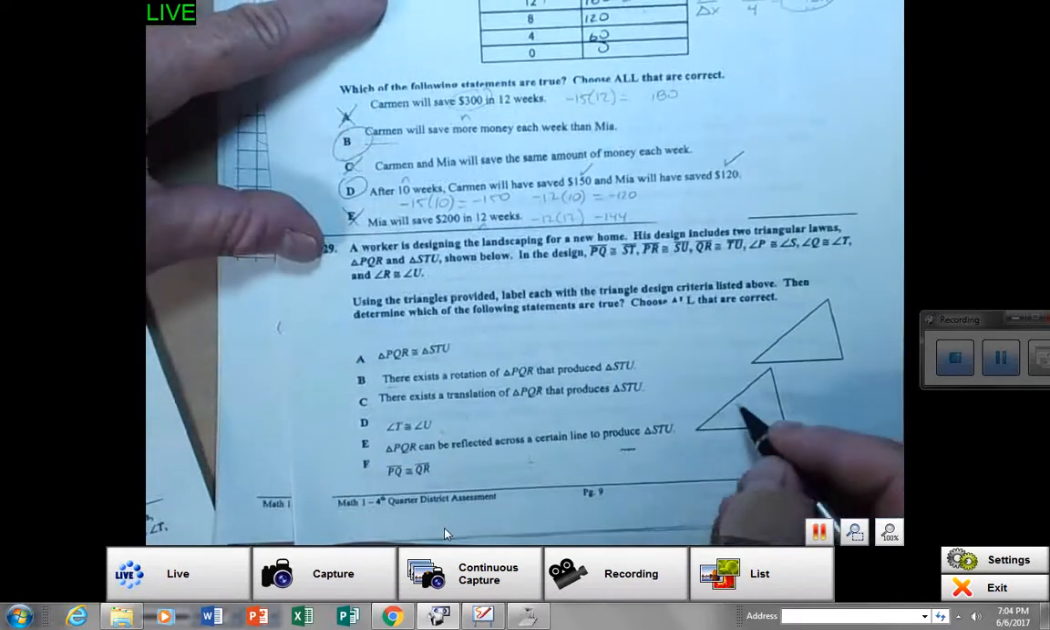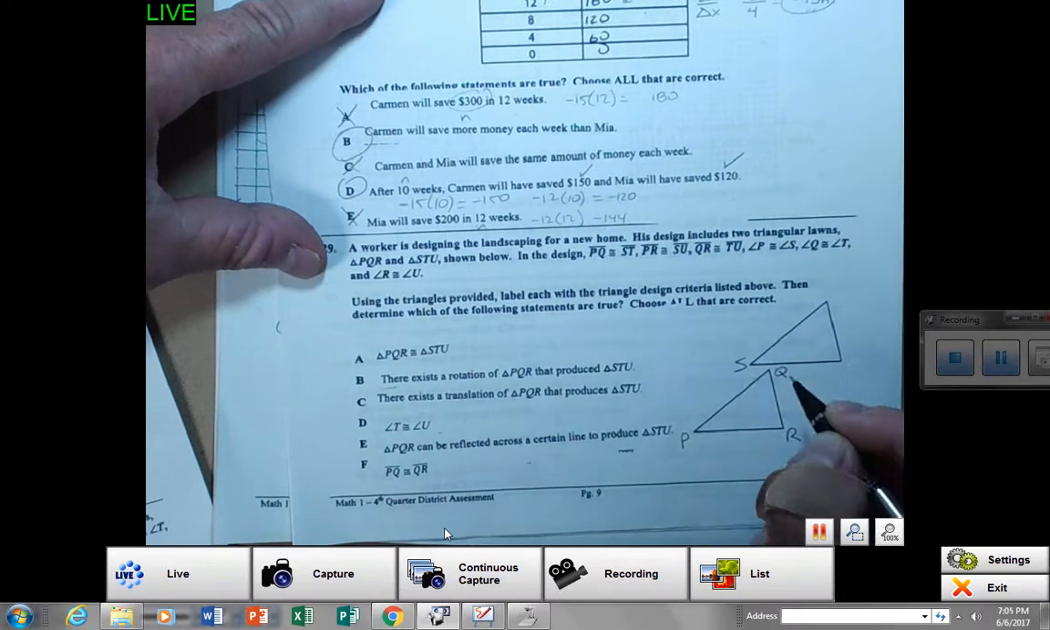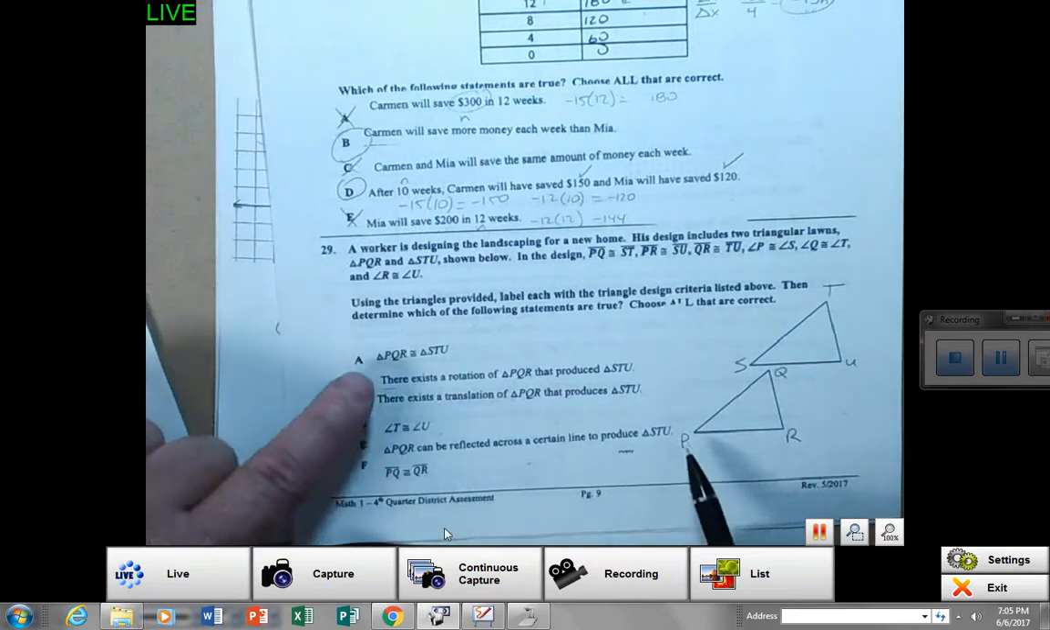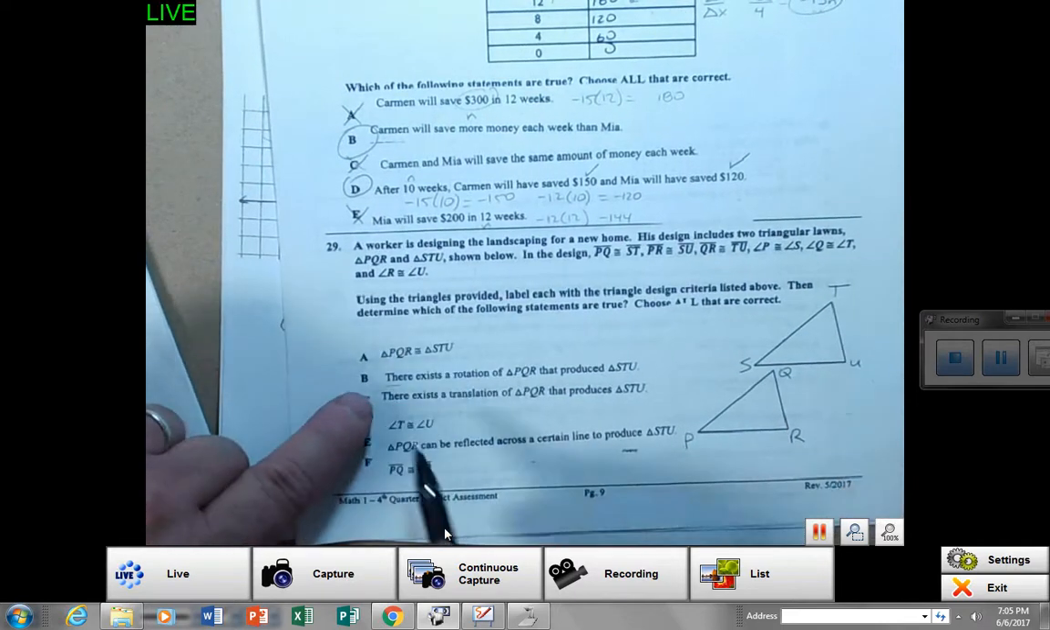All right, bottom ones. I'm going to call this triangle P, Q, R. This is triangle S, T, U. Going in that same pattern. P, Q, R, S, T, U. Don't want to mix up that order looking at this.